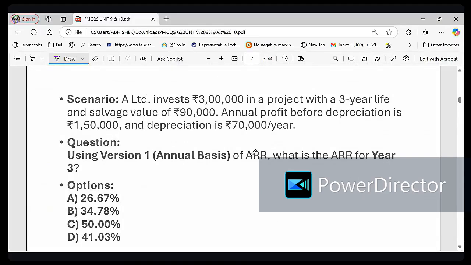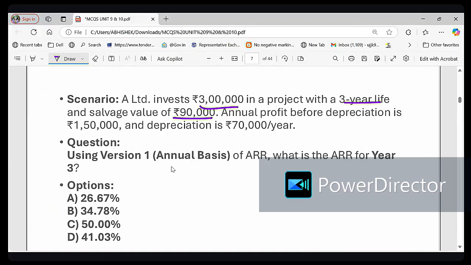So what the question is asking, there is a scenario presented before you. A Investment Limited invested 3 lakh rupees in a project that has a 3-year lifetime and a salvage value of 90,000 rupees. Annual profit before depreciation is 1,50,000 and depreciation is 70,000 rupees per year. So, there are 3 methods of calculating ARR: version 1, version 2, version 3.